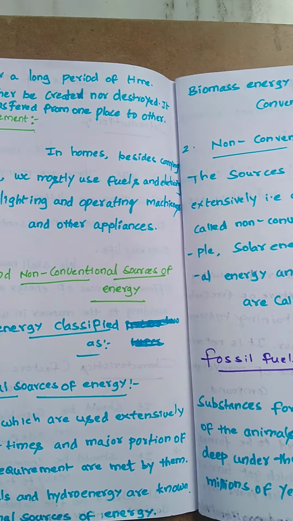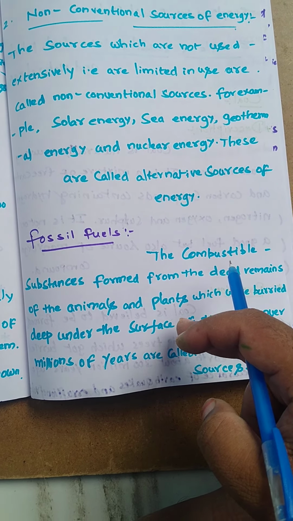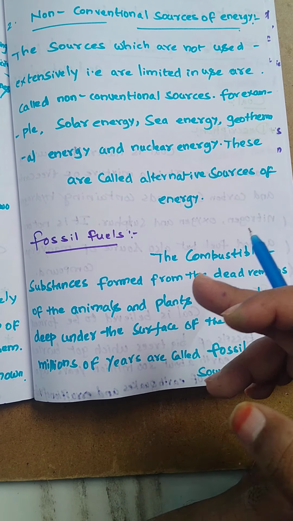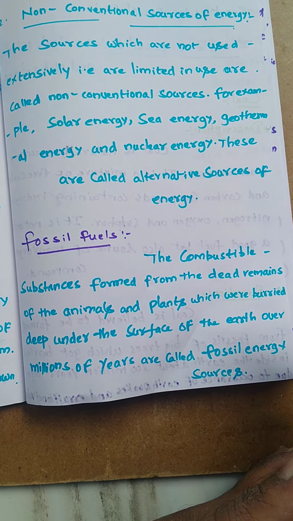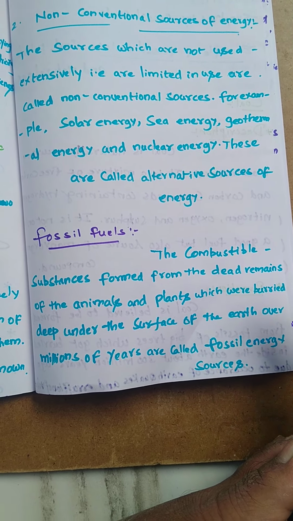So, dear students, I discussed fossil fuels. How do I define fossil fuels? They are combustible substances formed from the dead remains of animals and plants which were buried deep under the surface of the earth over millions of years, also called coal, fossil energy sources.